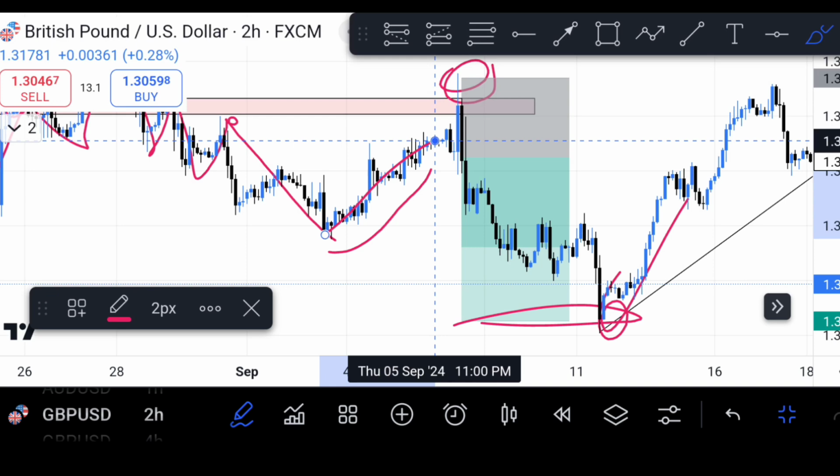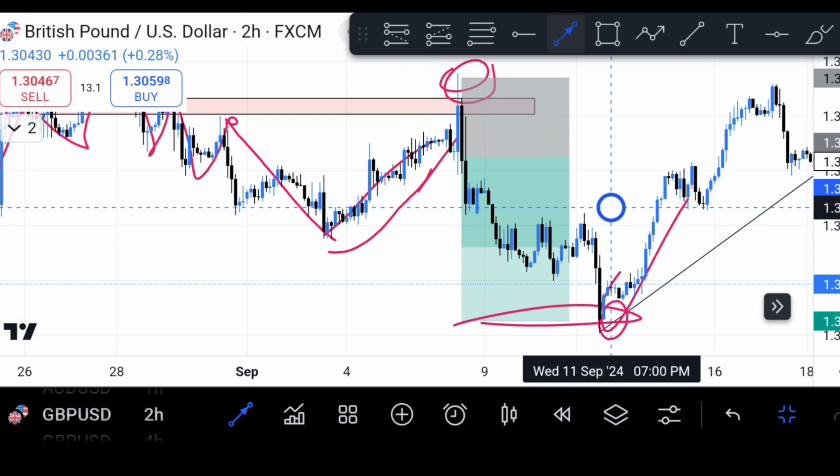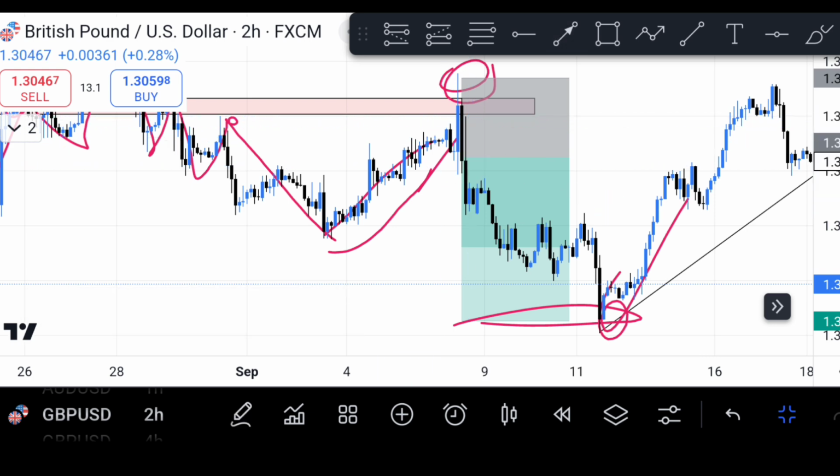And the same thing happened. Price got into the zone, strong bearish candle. The candle took the whole body of the next candle and it dropped to the downside. Okay, that is what we call an engulfing candle.